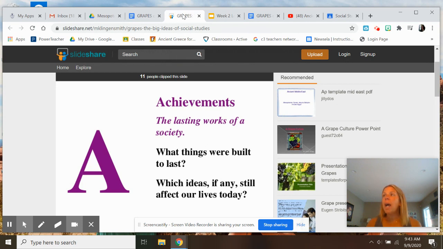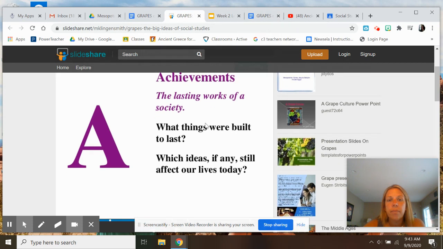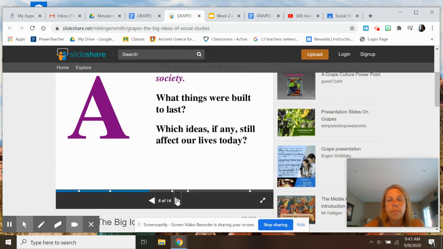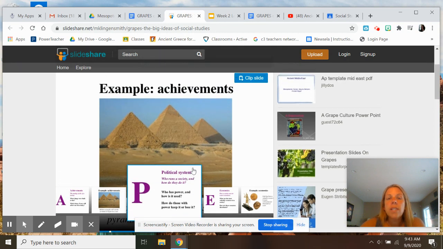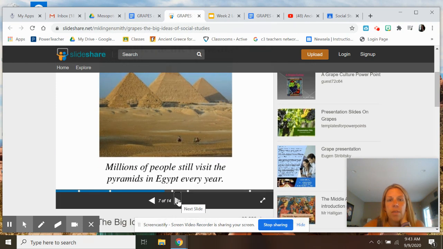So, ideas and then also structures. So, think about some of those structures maybe in the United States that were built to show our culture or civilization from when it was created till current time. We're going to be looking at many achievements of these civilizations. So this is an achievement of the ancient Egyptians, the pyramids. They're still there today in modern day Egypt, left from thousands of years ago.